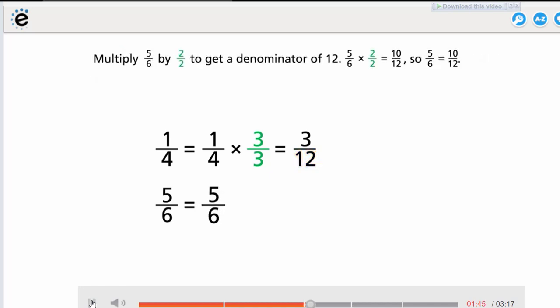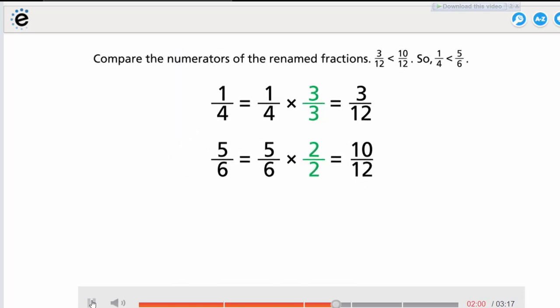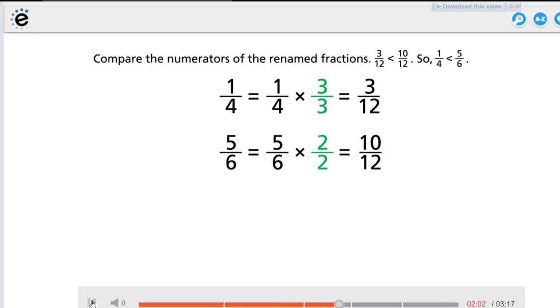Multiply 5/6 by 2/2 to get a denominator of 12. 5/6 times 2/2 equals 10/12. So 5/6 equals 10/12. Compare the numerators of the renamed fractions. 3/12 is less than 10/12. So 1/4 is less than 5/6.